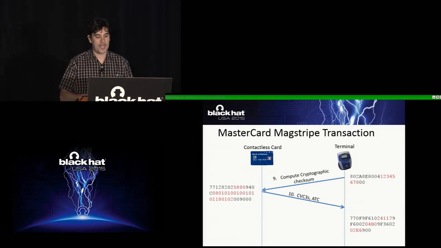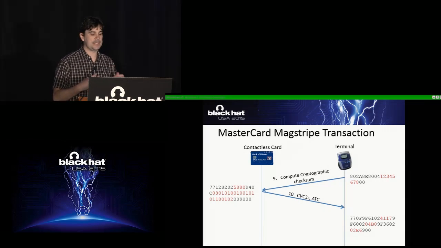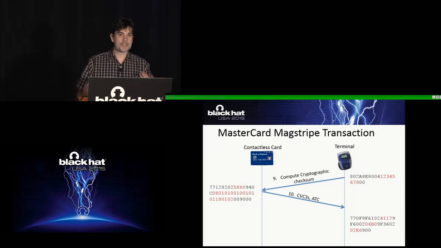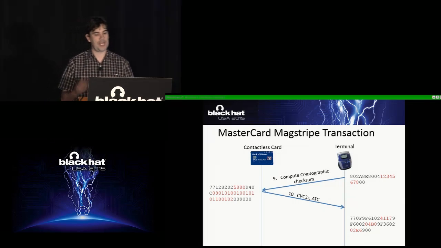So here we're looking at generating a cryptographic checksum based off the unpredictable number, which is in the red on the terminal. So the terminal sends out the unpredictable number, which is 4 bytes. The card then sends back the CVC3, which is your dynamic CVC code, and the application transaction counter. So at this point, in a Mastercard magstripe transaction, you've finished the payment flow. What the terminal then does is bundle all this together, place it into track data, and send it off to your payment processor for authorization.